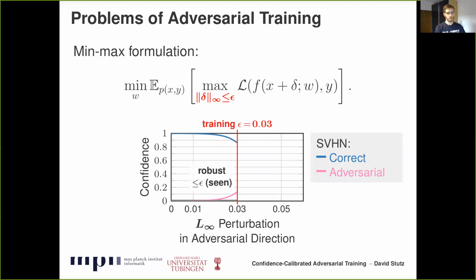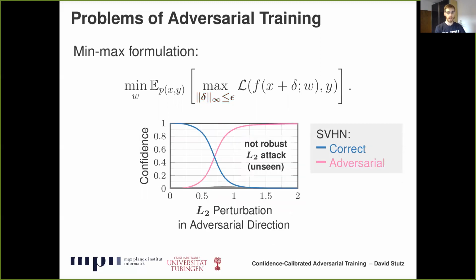As can be seen, the model learns to predict the correct class in blue with very high confidence within the L-infinity ball, which is highlighted in red and is 0.03 on SVHN here. And this is visualized by plotting the confidence in the correct and the potential adversarial class along a specific direction in input space. However, the obtained robustness does not generalize to larger L-infinity perturbations, as shown here. Adversarial examples can easily be found right beyond the epsilon ball and can also achieve very high confidence, as shown using the pink line. Similarly, training on L-infinity adversarial examples does not generalize to other threat models.